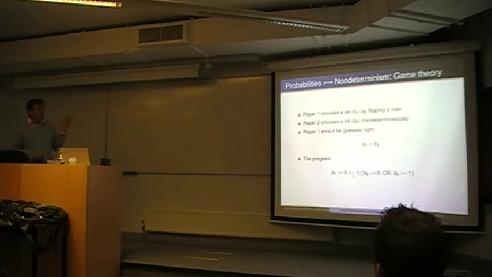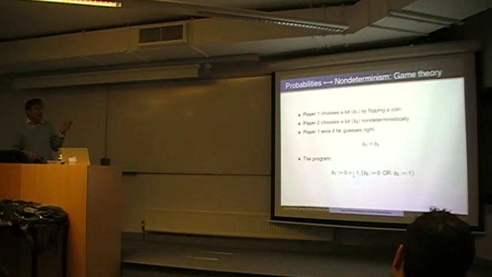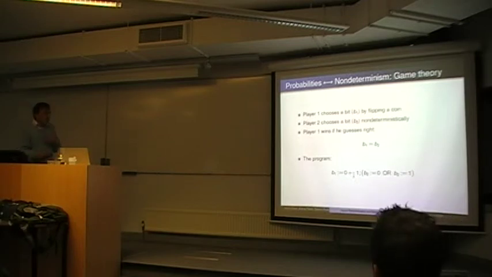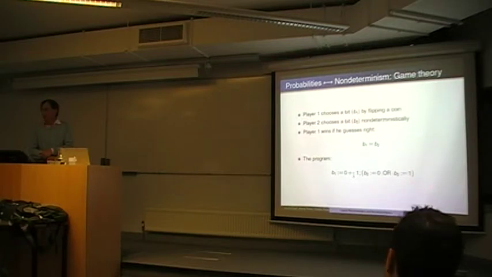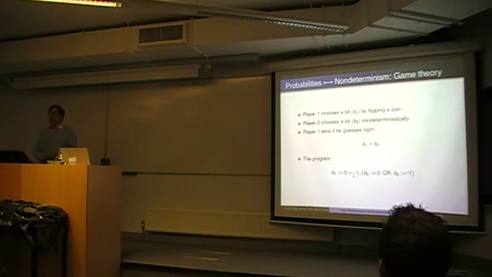Player one wins if he or she guesses right, i.e. if B1 equals B2. You could also write this as a little program: player one does something, and player two does something. There's player one making his or her probabilistic choice, and there's player two making their non-deterministic choice. So how are we to balance these things?